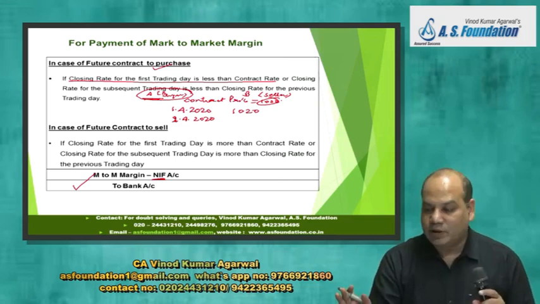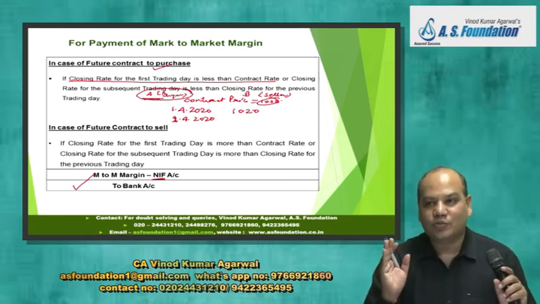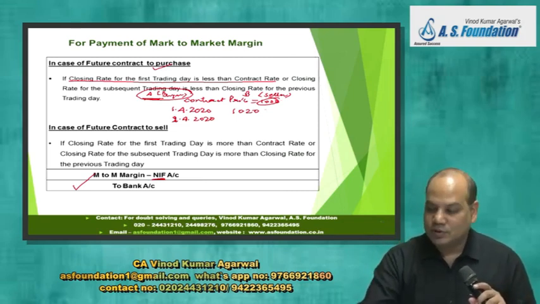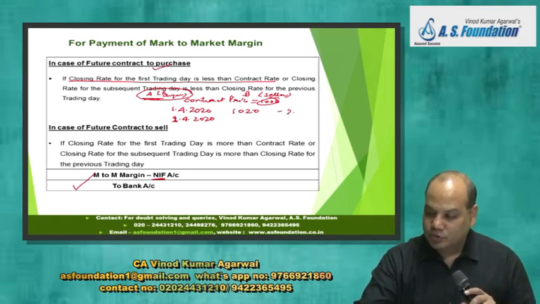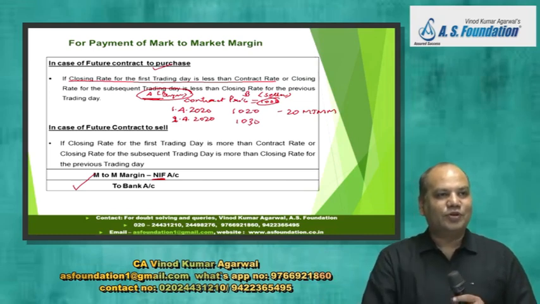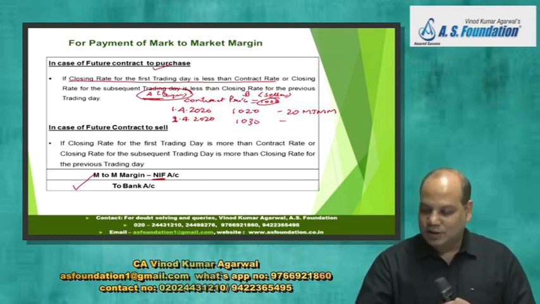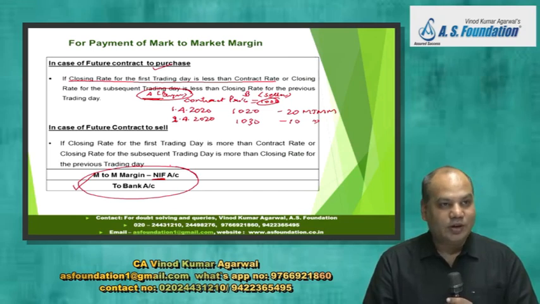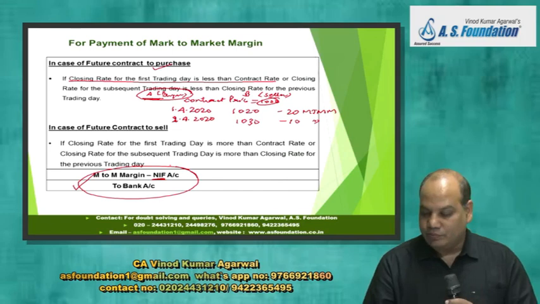Okay, in derivative market the buyer expects price will rise, the seller expects price will fall. His expectation has gone wrong. So 20 rupees mark to market margin he has to pay. Next day, suppose the market price of this future rises to 1030. Again, 10 rupees mark to market margin you have to pay. Journal entry, mark to market margin account debit to bank.